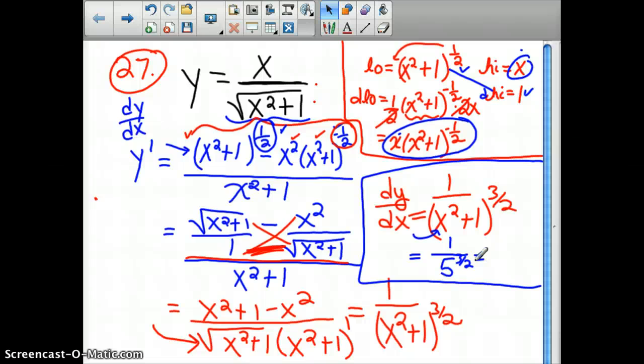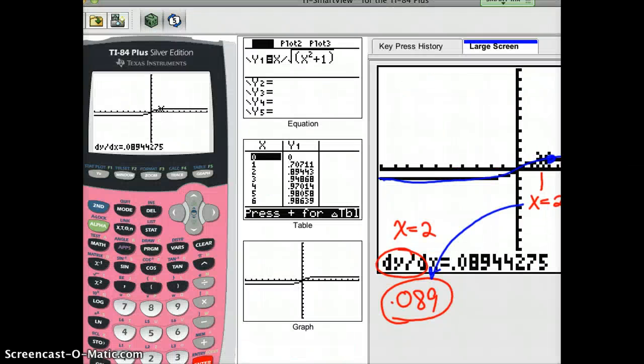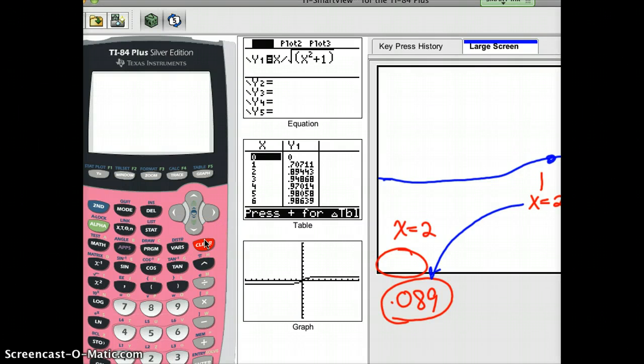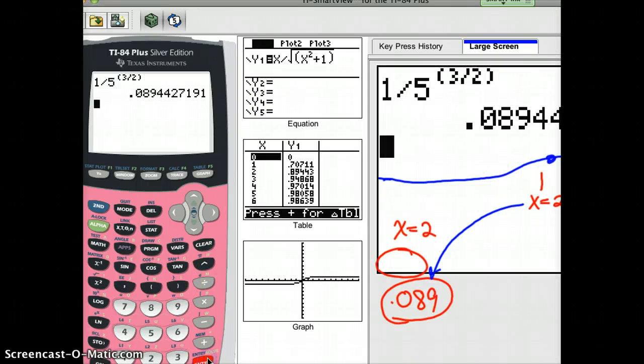0.089. I'm going to go check it on my calculator. Let's go take a peek. So I'm going to get some clean paper here, and I'm going to clear that out. And I'm going to do exactly that. I'm going to do 1 divided by 5 to the 3/2. I'm going to see if my algebra took me soundly. Bam! Love it! It's exactly what we got graphically. So that was by far the hardest one in there.